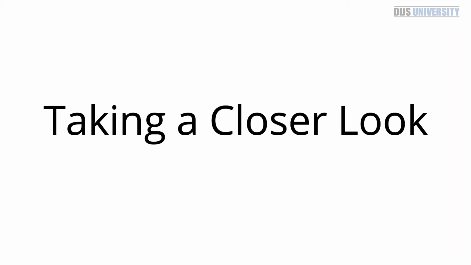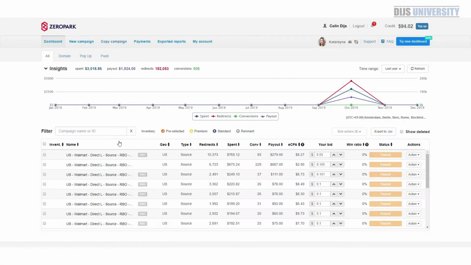Alright, so taking a closer look is the next category we're going to go over. In the campaign details, you're going to find the exact solutions of traffic you're bidding on with their current prices, the number of redirects purchased, and the total cost. To get there, you can click any campaign name in the dashboard panel.